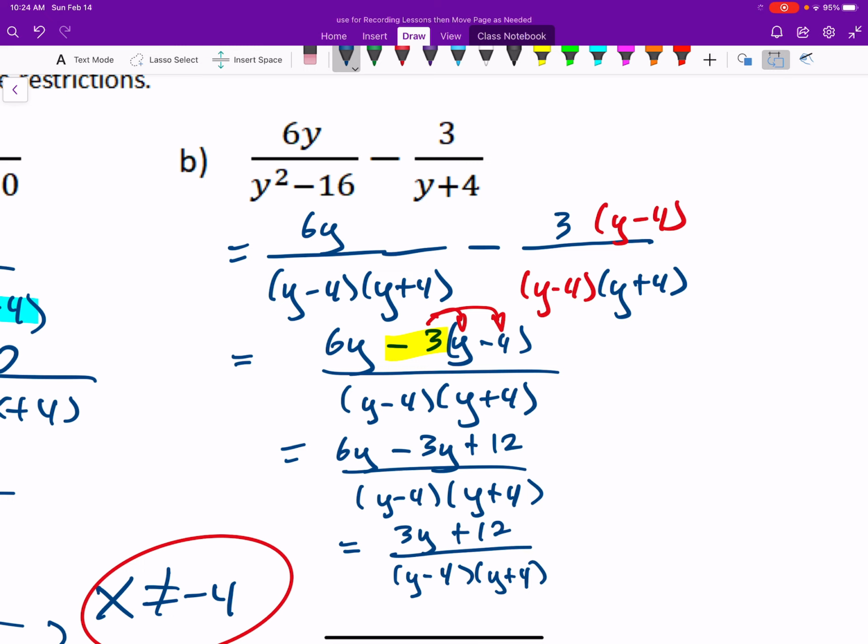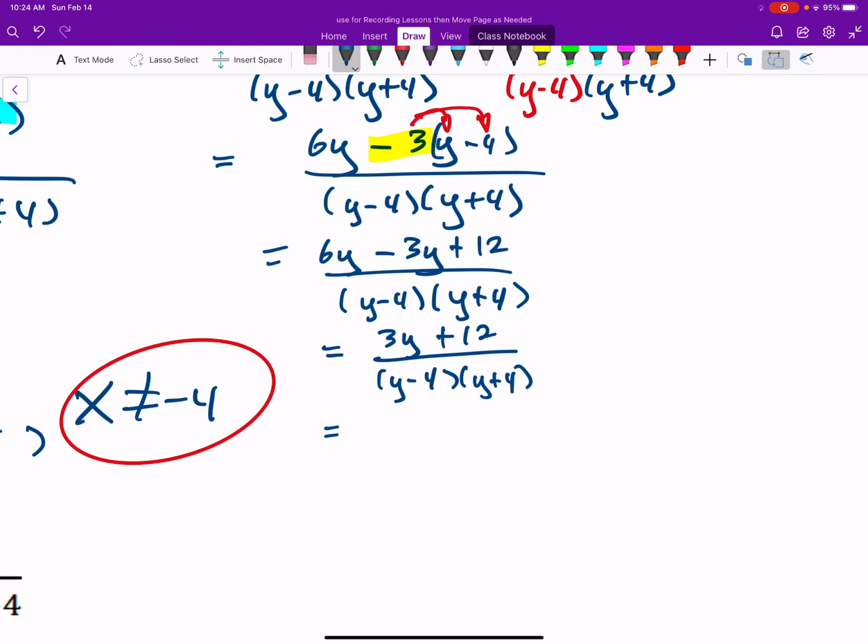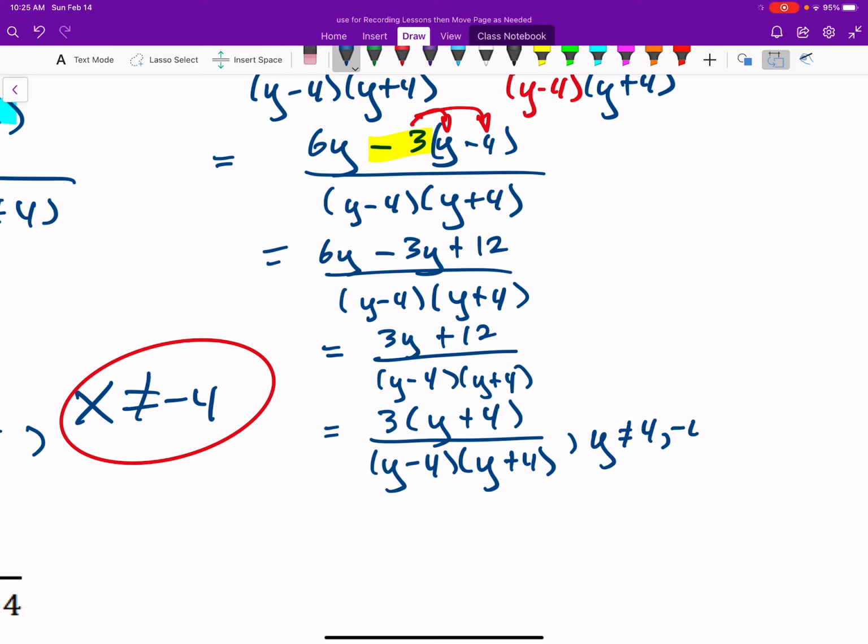I can factor the top. So I've got 3 times y plus 4. And again, this happens to be one where I can actually reduce because I have a common factor on the top and the bottom. First, the restrictions. Y cannot equal 4 or -4. And as far as the reducing goes, y plus 4 can cancel out from each one of these. So that leaves me with 3 over y minus 4, which can't be reduced any farther.